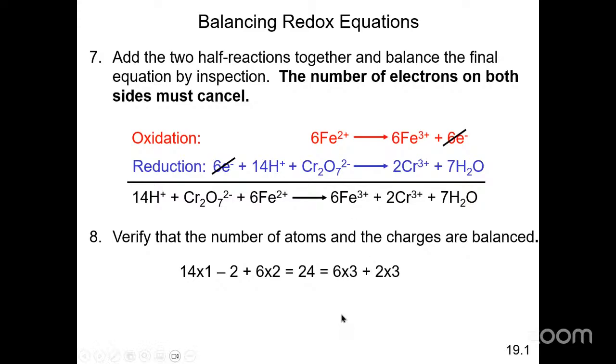All right? So that's basically how you go through the steps in terms of balancing redox equations. Any questions? Okay, so let's have some fun with this.